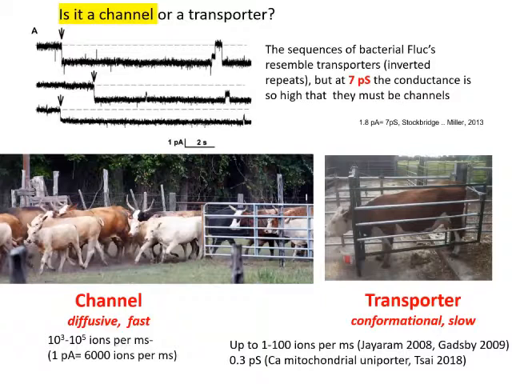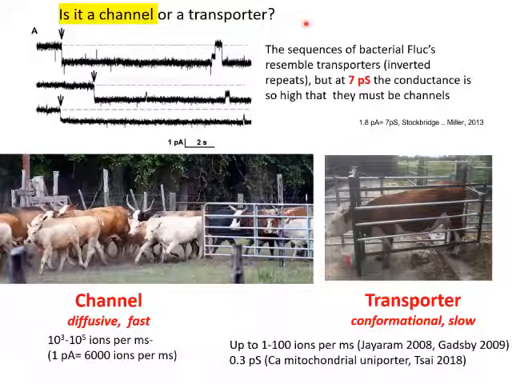As I promised, we start at the shallow end, amplitudes. So the first thing is, how big is the current through this protein? If the current is big, it's more likely to be a channel than a transporter. And that is an example here. This is taken from the work of Randy Stockbridge and Chris Miller, who cloned a bacterial protein, and they didn't know whether it was a channel or a transporter. The sequences resemble transporters, but they have a conductance of 7 picosiemens. So it's so high that it must be a channel.